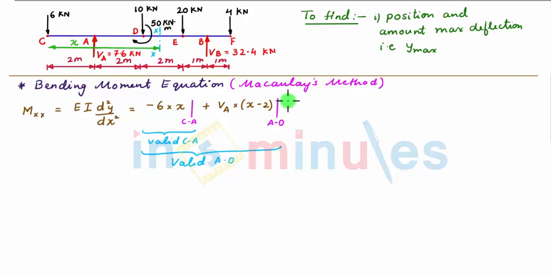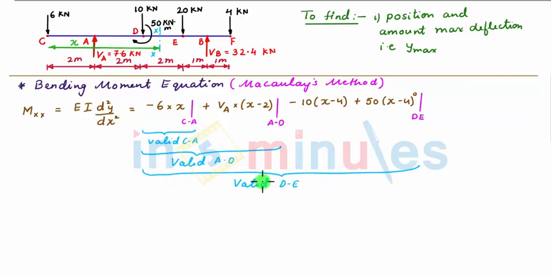So we have minus 10 into x minus 4 meter moment plus 50 kN meter moment, which is at a distance of x minus 4, and let me write this as x minus 4 to the power 0, meaning that this term is 1, so 1 multiplied by 50 is the actual value of moment 50 kN meter. Now again, since this equation is valid only between point D and E, let's put it under third partition DE, and this whole equation is valid between point D and E.